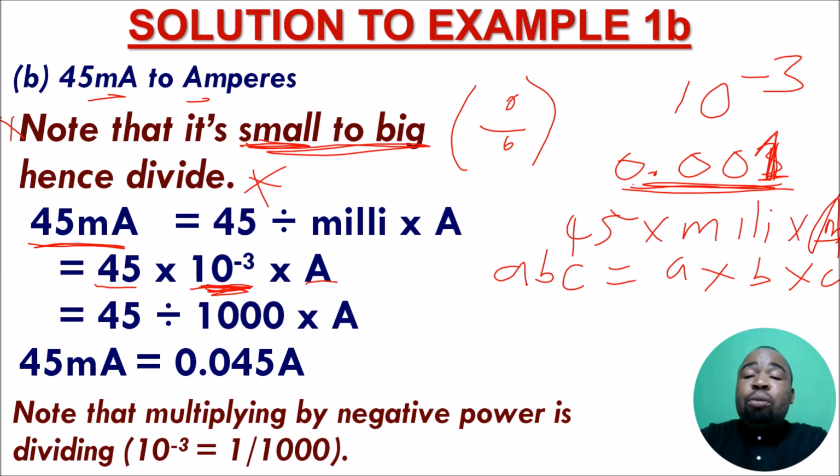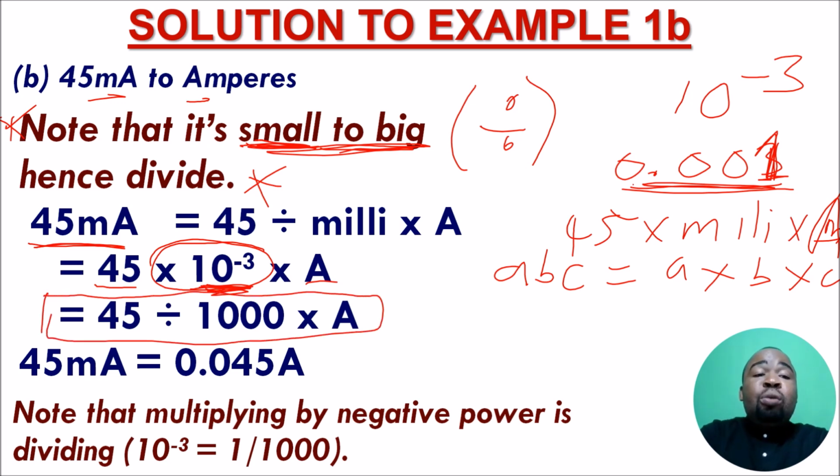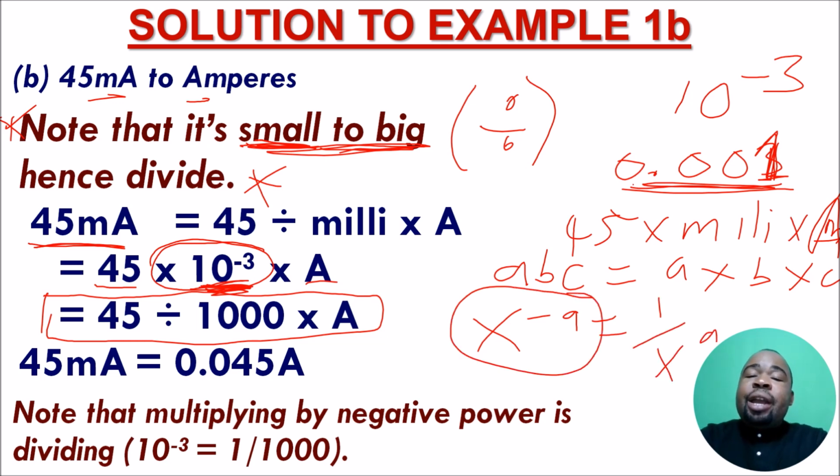Before we punch our calculators, we need to go and refer to this part. Are we dividing or multiplying? Now, we are moving from small milli to amps, to bigger. So we need to divide by the power. But we said multiplying by a negative power is the same as dividing. So this step here is not necessary, but I'm putting it to make an emphasis. From small to big, we are dividing. But how are we dividing here? We are dividing by multiplying with a negative power. Because x to the power negative a is the same as 1 over x to the power a. Multiplying by a negative power is the same as dividing by a positive power.